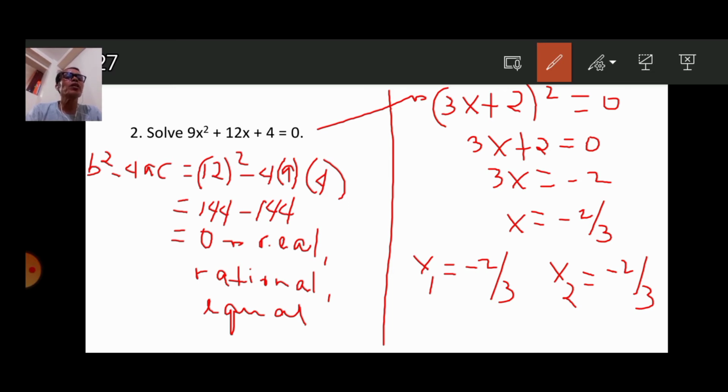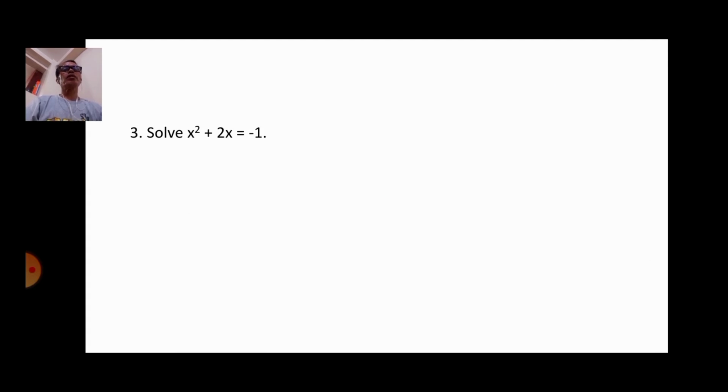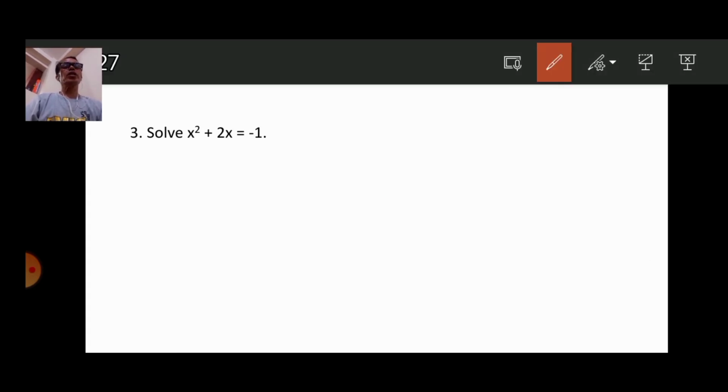So we are going to check by using the discriminant. Negative 2 over 3 and negative 2 over 3 are real numbers, yes. Negative 2 over 3 and negative 2 over 3 are rational numbers. Check. Negative 2 over 3 is equal to negative 2 over 3. Yes, check. So therefore, the description of the roots of the quadratic equation using the discriminants are correct. Okay. Next, example number 3.